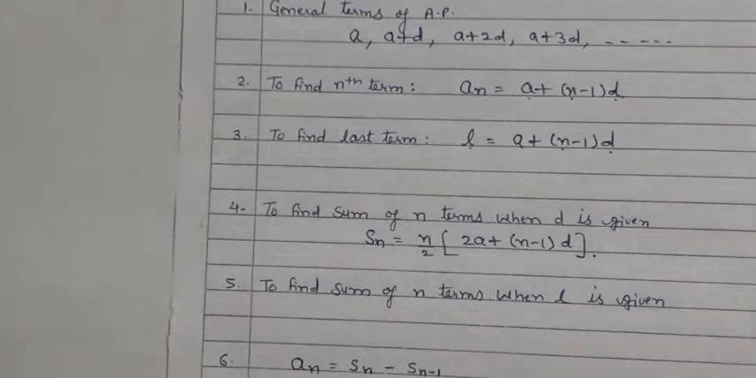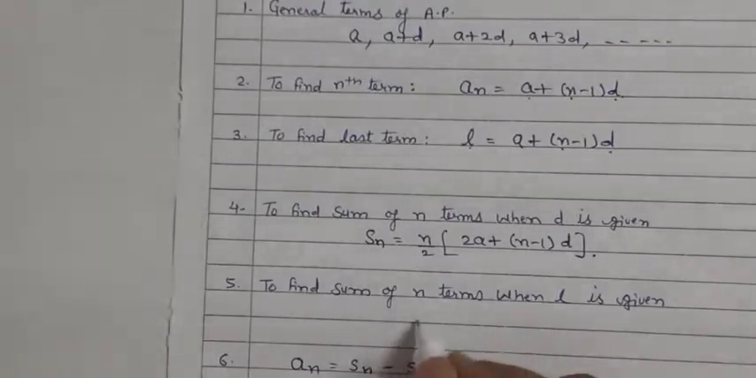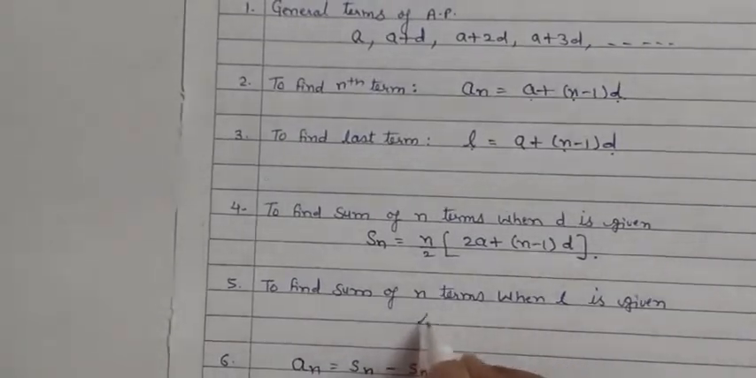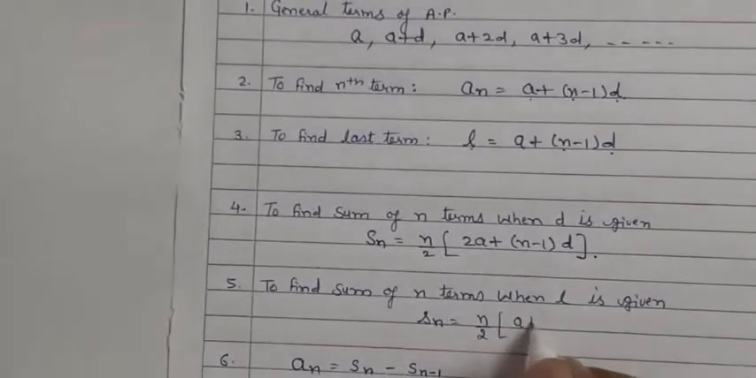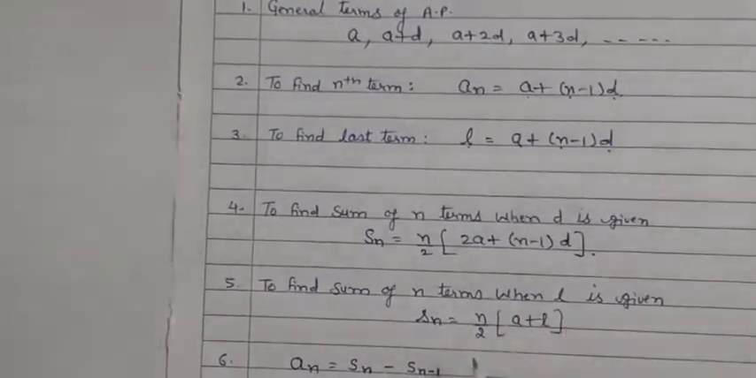So see this very carefully. Now to find the sum of n terms when l is given to you. What do you mean by l? l is your last term. The last term is given to you, and l is your last term, no? Then Sn is equal to n by 2 into a plus l. Okay, again n is the number of terms, a is the first term, l is your last term.